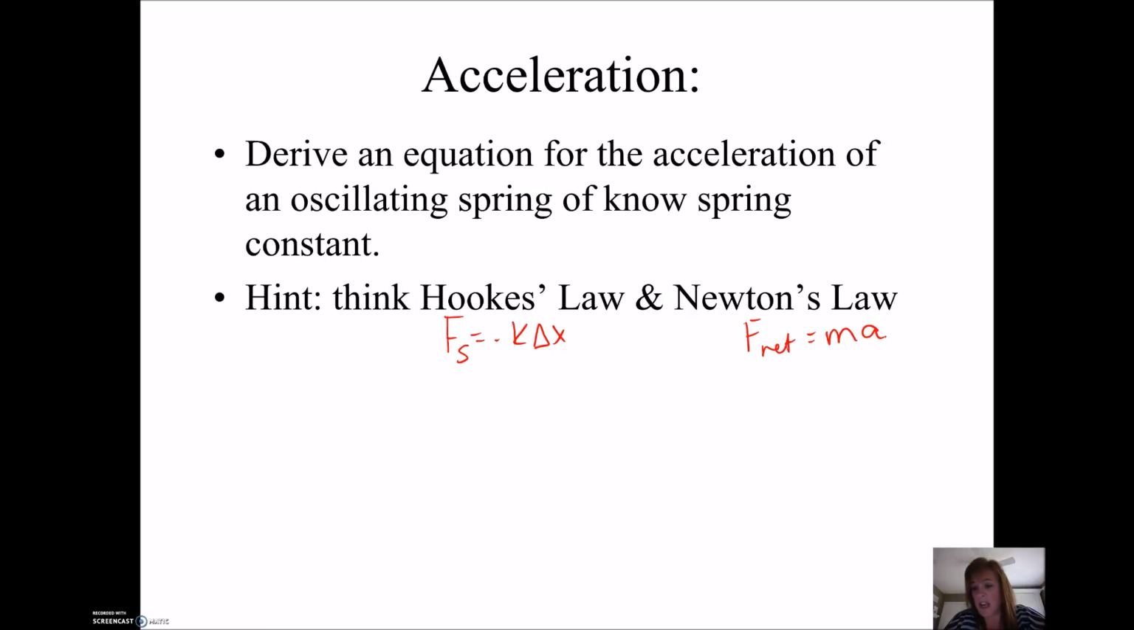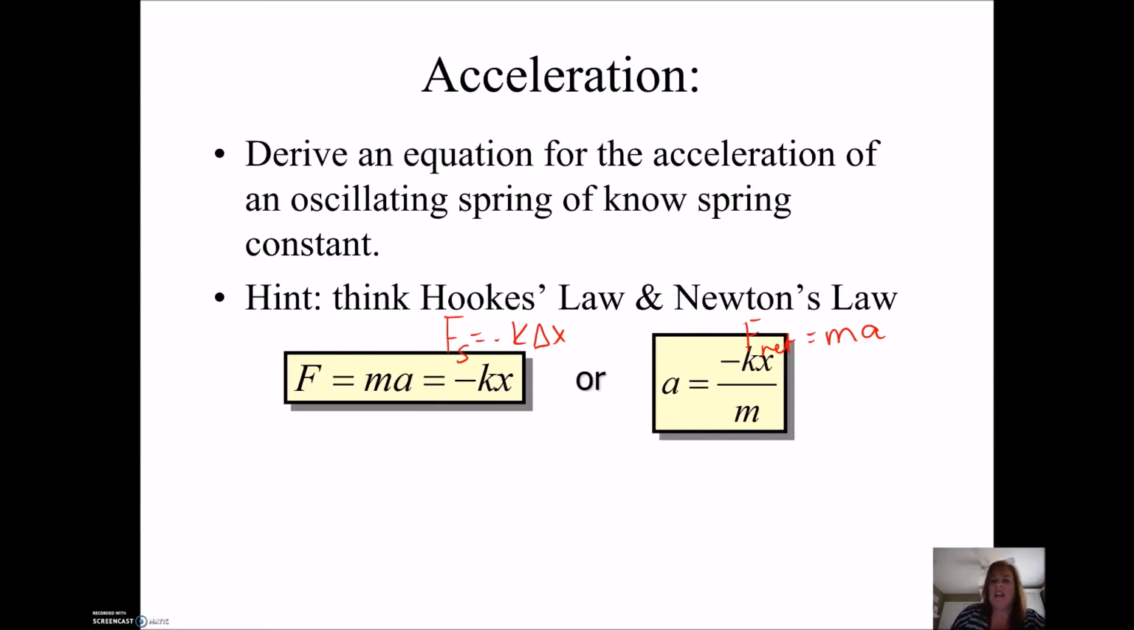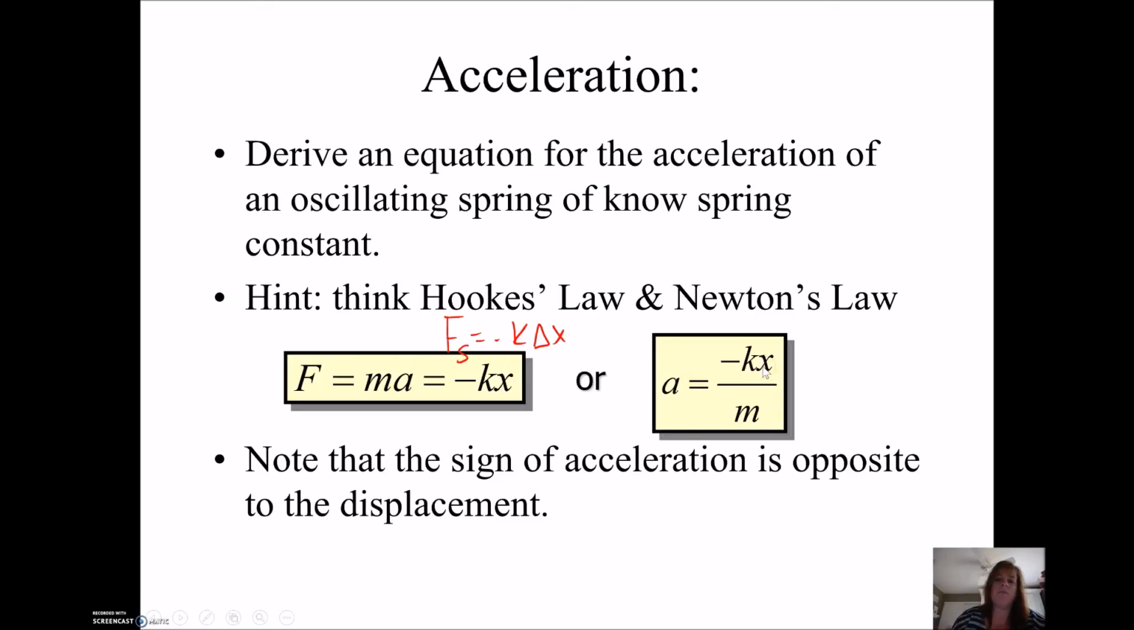Well, if I just have a spring oscillating, we don't have friction, right? Life is perfect and it's a frictionless environment, right? Then my net force is just the spring force, which means that my negative kx is equal to my ma, and so my acceleration is a negative kx over m. And again, once again, we can see that the signs of acceleration and position are going to be opposites of each other.